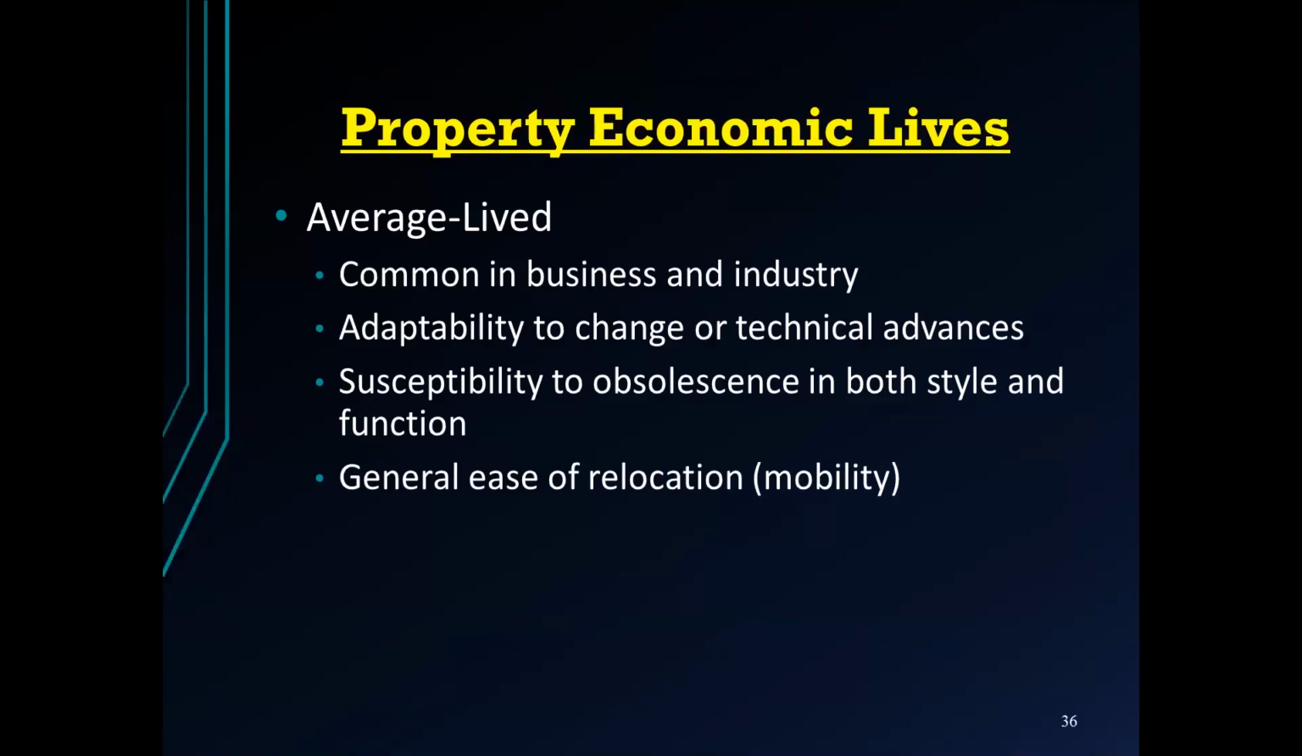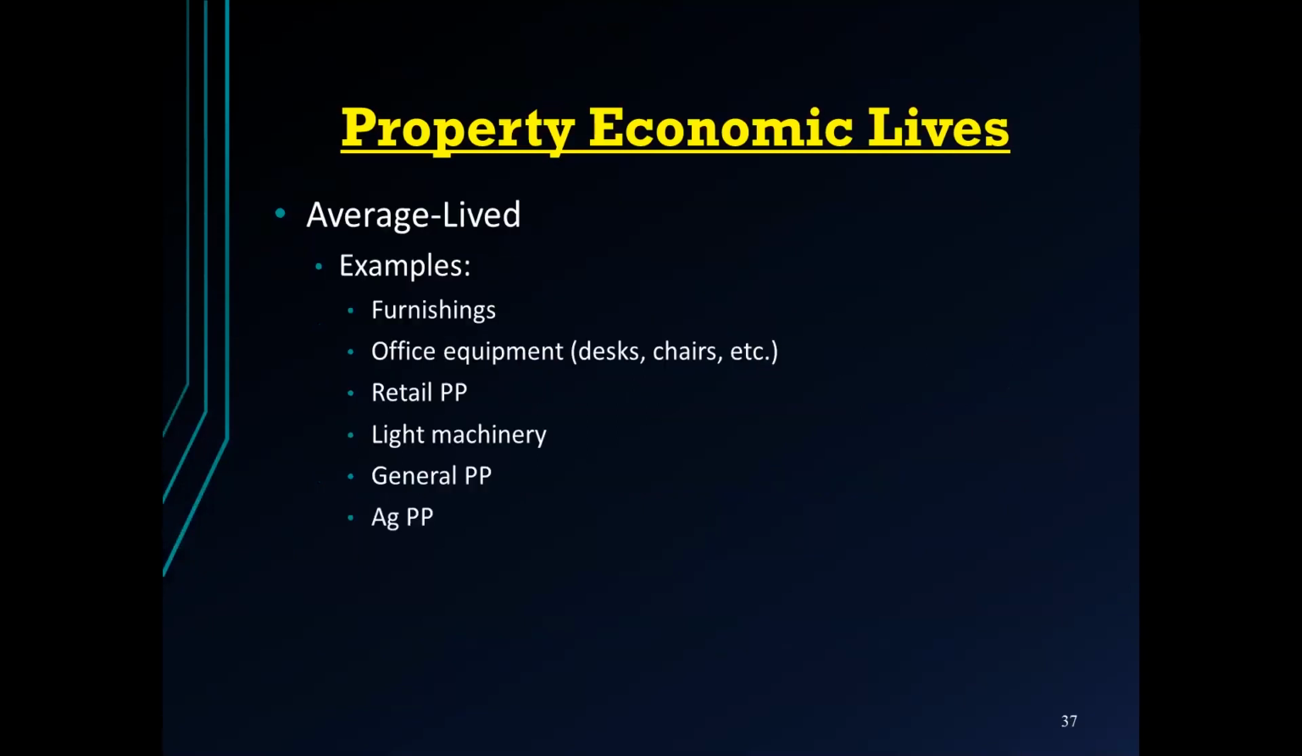Okay, then we have average lived. This is going to be the bulk of your personal property that you're valuing, which is common across different businesses and industry types. Again, just kind of an average lived type property. This property is susceptible to obsolescence in both functional and economic terms. And again, generally fairly mobile. And this is going to be your broadest category. Everything from furnishings, fixtures, equipment, retail property, light machinery, agricultural personal property. A lot of that's exempt, but the stuff that's used in an agribusiness, most of your personal property is going to fall in this category.